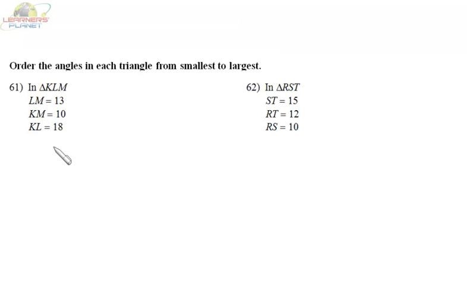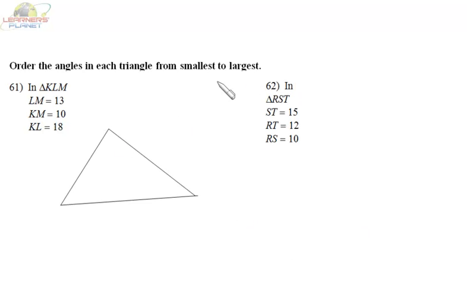In this case, we have to order the angles in each triangle from smallest to largest, and we are given not the figure but the lengths of the sides. Okay, now which is the biggest length in this question? This is to scale. That means I just draw the triangle over here. Maybe this triangle is not drawn to scale. Just suppose it is K, L, M. KL is 18, KM is 10, and LM is 13.